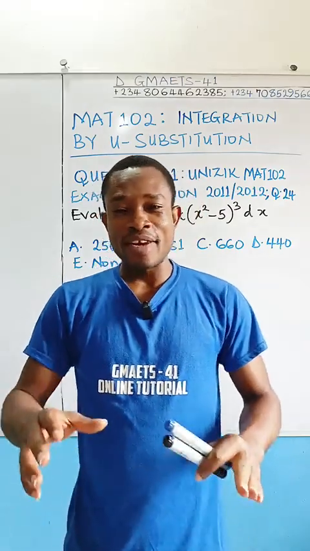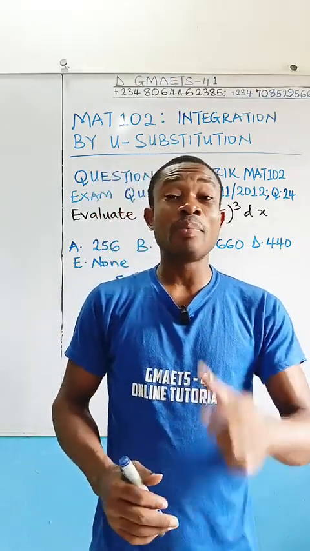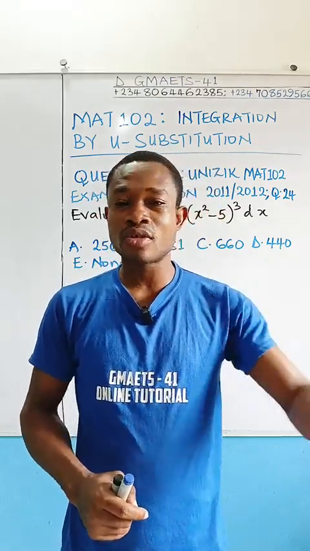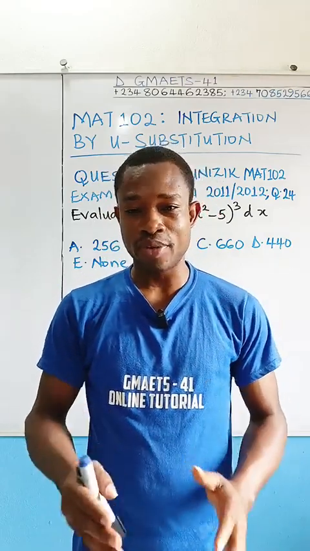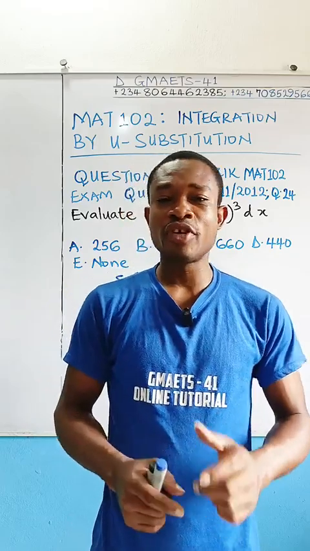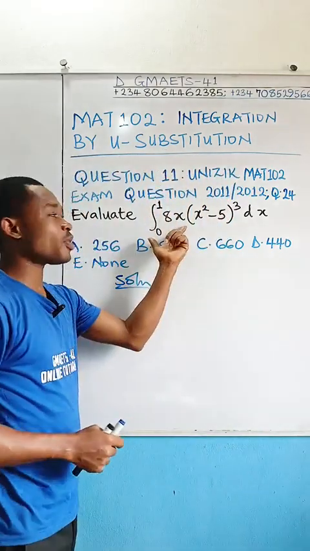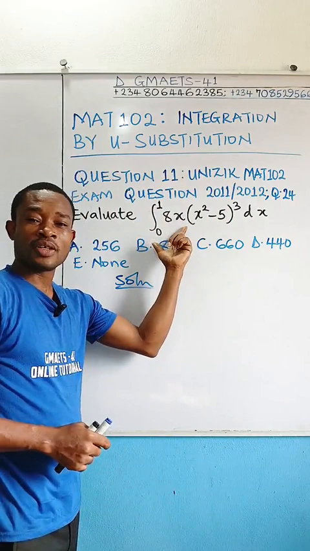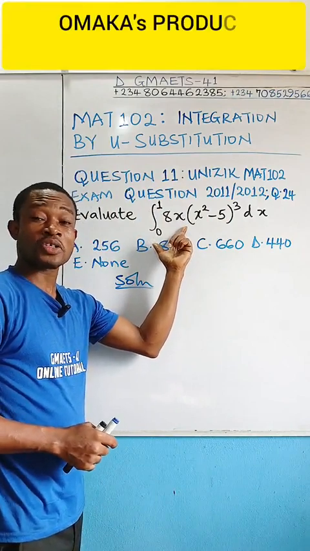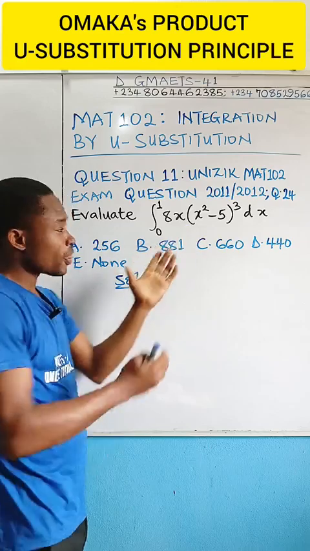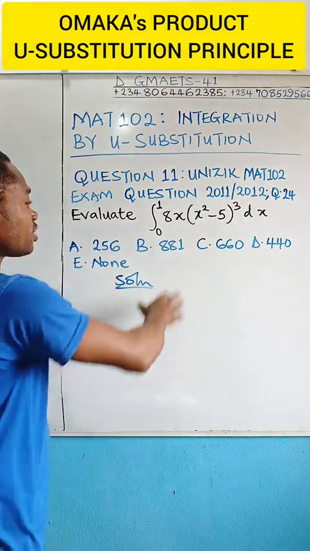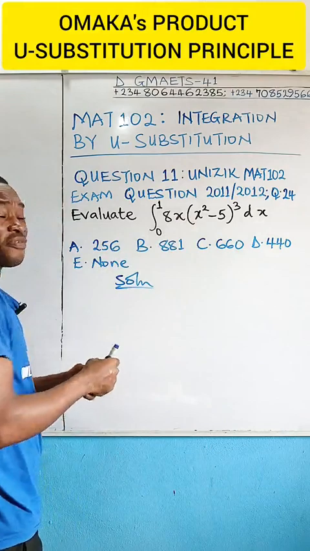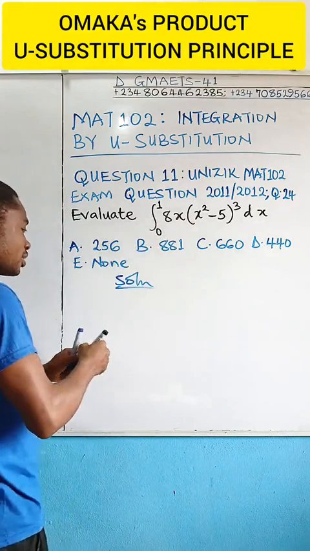I want to believe that by now you've enjoyed question number 10 of our product U-Substitution part B. In this short lecture video, I'm going to solve this problem for you, adopting our Omaka's product U-Substitution principle. We are given this integral to evaluate. It's a finite integral. That's why we have this limit.